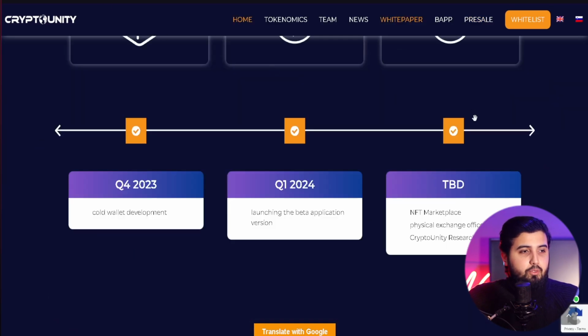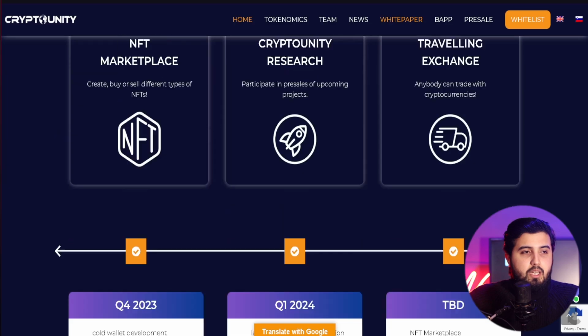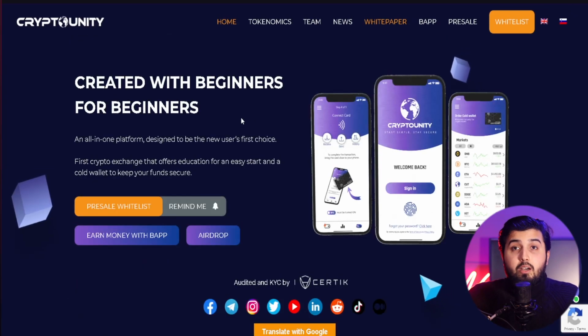So you can take a look at the roadmap to see what's coming next, but we have already discussed all the things that are coming next.